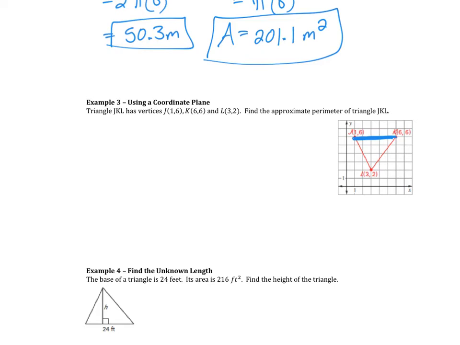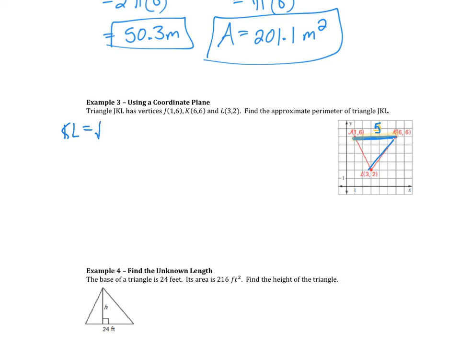So let me change to a highlighter. This would be 1, 2, 3, 4, 5. So it's 5 blocks wide. We have to find the other two sides. To find those, we have to do the distance formula. So first, let's find KL. KL will be this one.